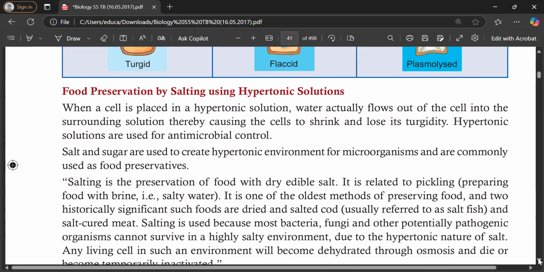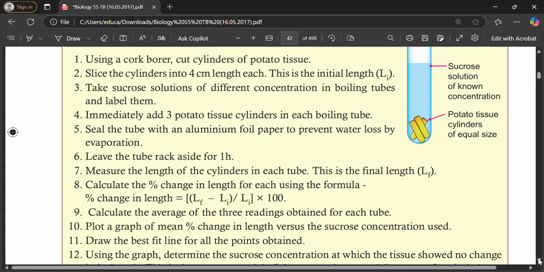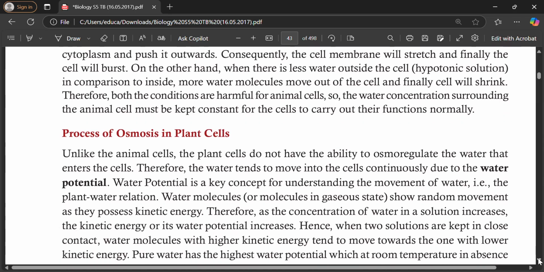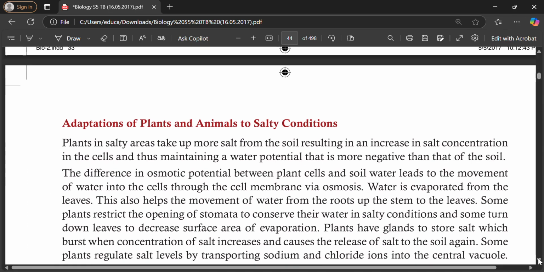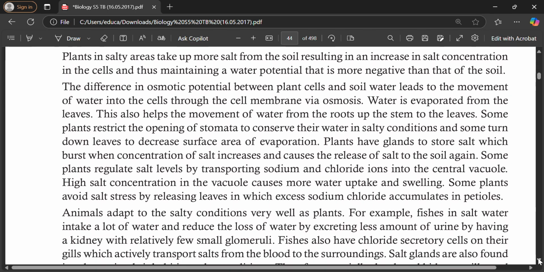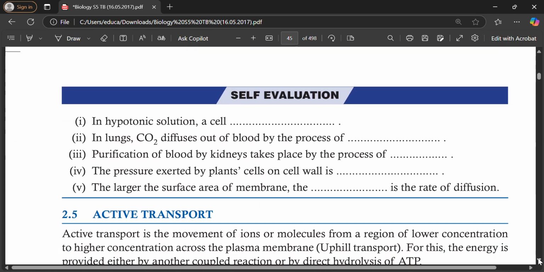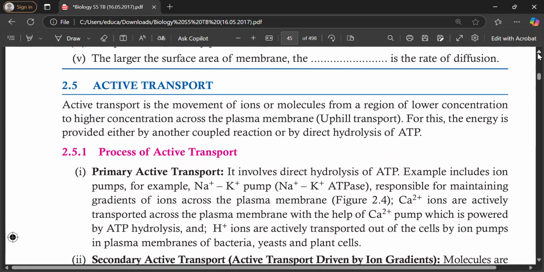Hanyuma tubijyamo cyane, is something that you can read. Osmosis muri animal cells, osmosis muri plant cells, it's simply the same thing. You can read about this. Plants, how they behave in certain conditions, we've studied about that. Then let's go to the active transport.